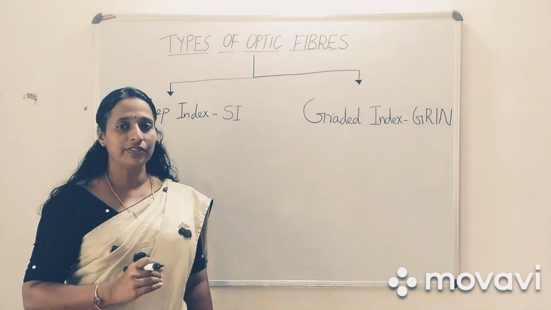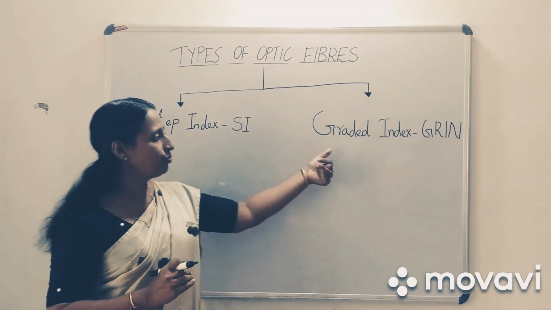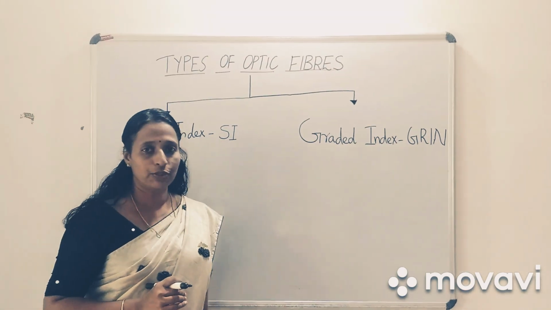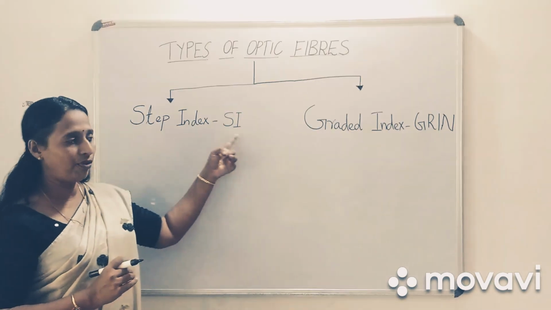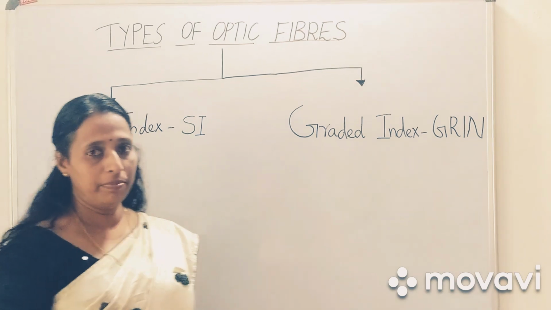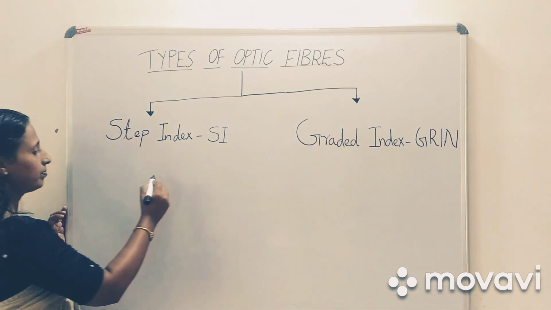Depending on the refractive indices of core and cladding, the optic fibers are broadly classified into two. They are step index fibers and graded index fibers. Step index fibers are abbreviated as SI fibers. Graded index fibers are abbreviated as GRIN fibers. First we can see the structure of step index fiber.